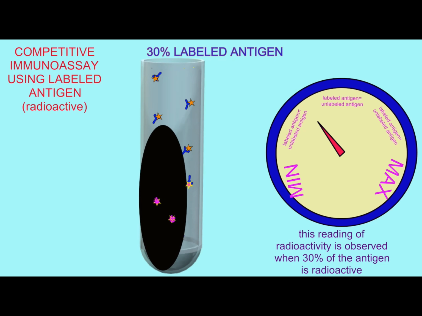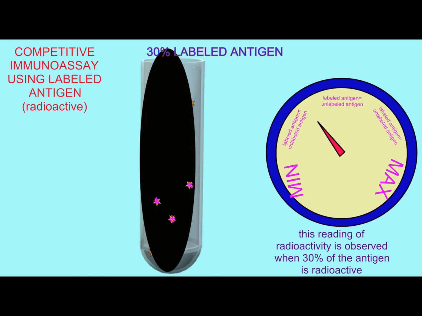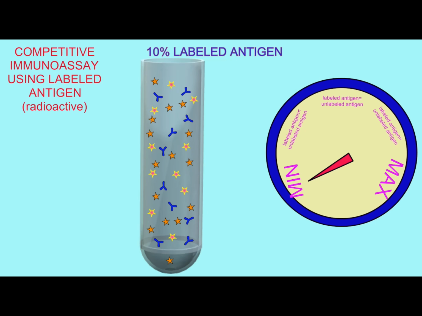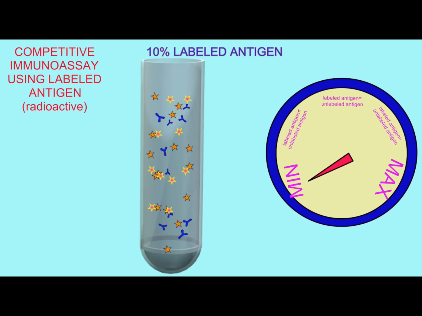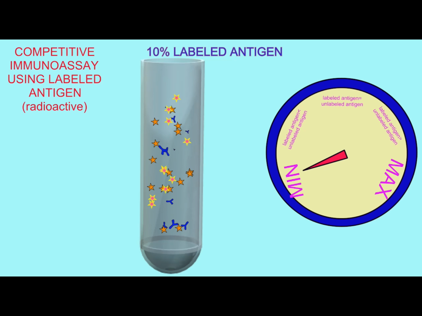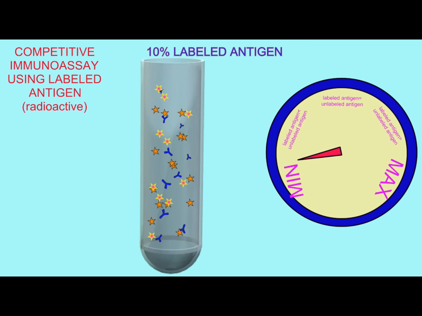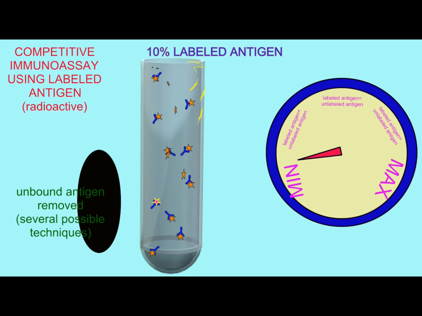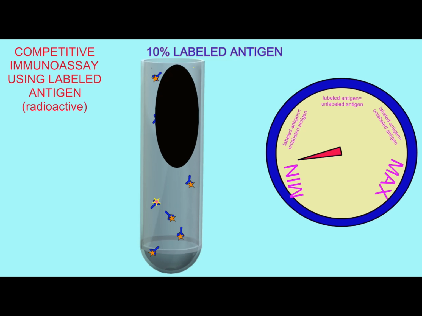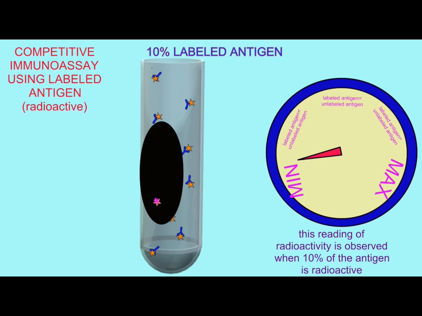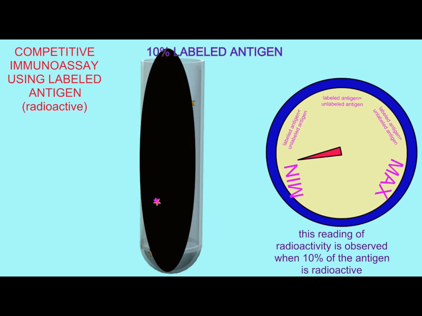And so not only are these testing for the presence of an antigen, but they can also test for the amount. The amount of radioactive label decreases as the concentration of the unlabeled antigen, whose concentration is unknown, increases. This is a competitive immunoassay using a labeled antigen.